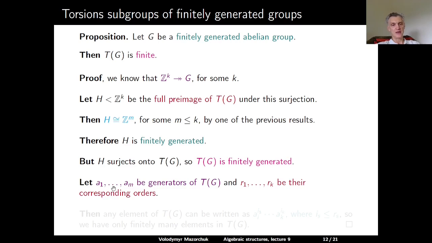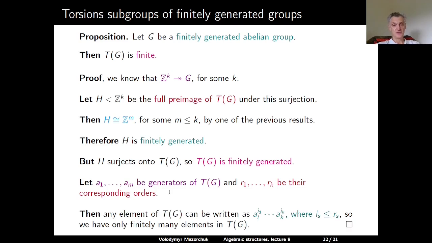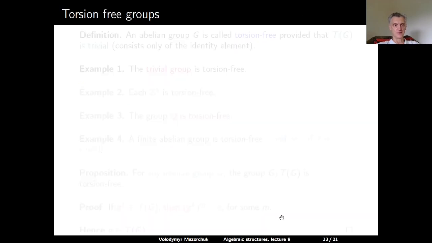So now let A1 and so on Am be a finite set of generators of T(G), and R1 and so on Rm be their corresponding orders. Then any element of T(G) can be written as a product of powers of generators, but we have finitely many generators, and each of them has only finitely many different powers, because they have finite order. So in total we have finitely many elements in T(G). And this completes the proof.